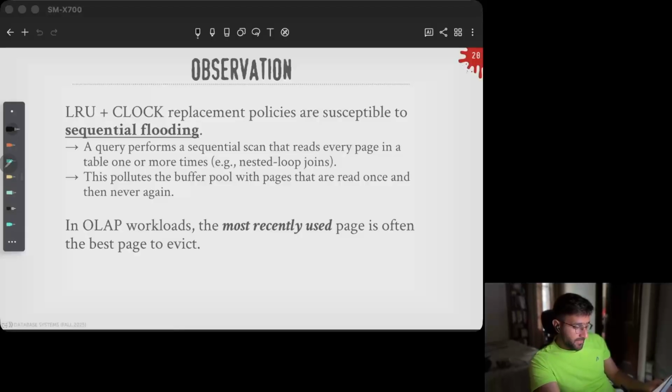So we saw that. Then we also talked about sequential flooding, that LRU and the clock algorithm are susceptible to something known as sequential flooding. What is sequential flooding? You do a select star on some table without any index, and you bring in a bunch of pages, and those pages pollute your buffer pool.